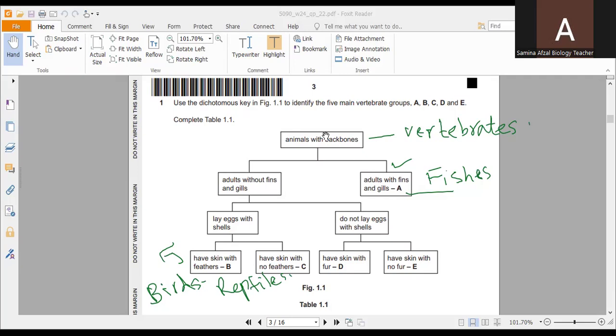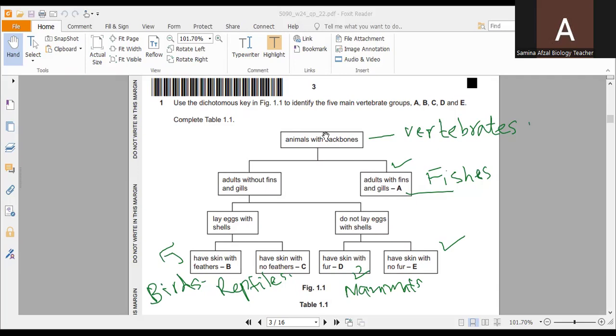And the other organisms on the other side, which do not lay eggs with shells. The organisms which do not lay eggs, D, have skin with fur. These are the characteristics of the mammals, that they have fur and hair on their body. So they are mammals and they do not lay eggs. With skin with no fur.